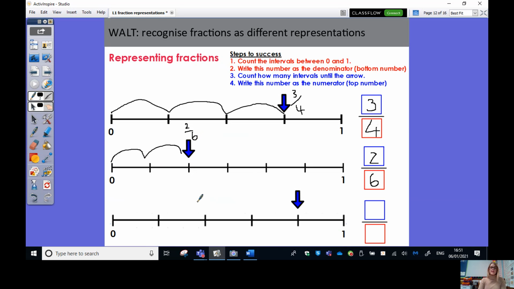Okay, so moving on to the last one, I'm just going to give you a moment to think to yourself what you think the fraction is representing. So have a look at this representation. What fraction is it showing? Quickly have a go in your head, or you can quickly write it down if you need to pause, and then we'll go through it together.